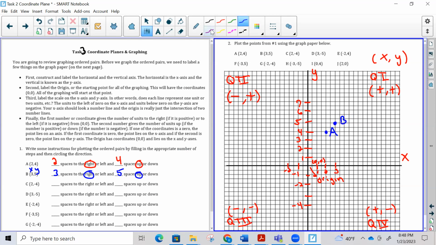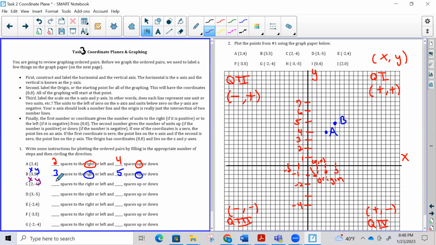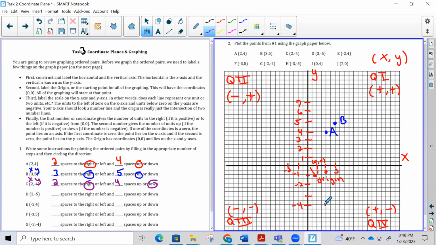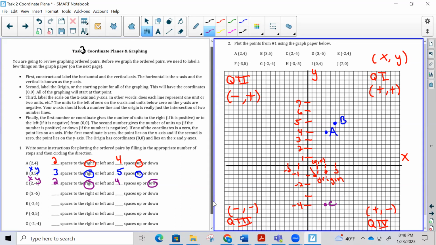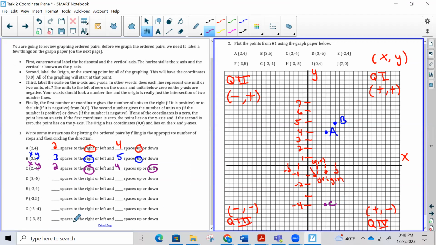Okay, so for C, we have 2, -4. So again, my x is 2, my y is -4. So I'm going to go 2 spaces to the right, and then I'm going to go 4 spaces down. And so I'm going to go 2 spaces to the right, and then 4 spaces down to this -4. And this would be my point C. And so I'm going to do that for all of these.